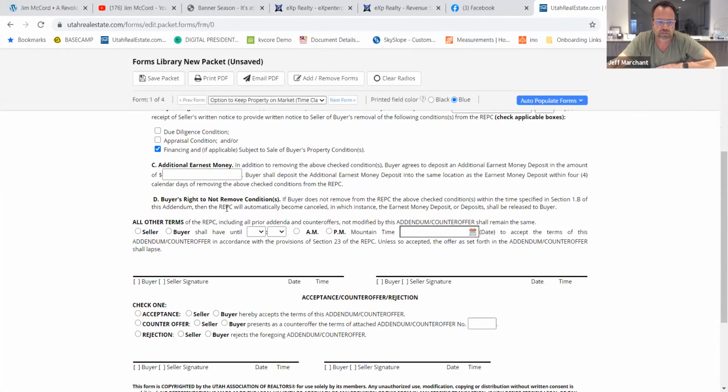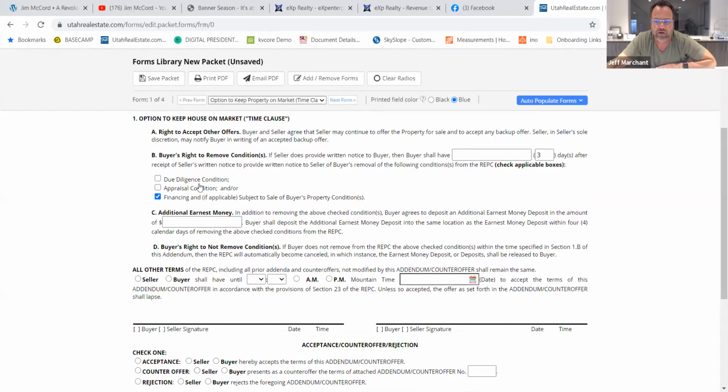Let's see, D, buyer's right to not remove conditions. If buyer does not remove from the REPC the above check conditions within the term specified in section 1B, it's right here, of this addendum, then the REPC will automatically become canceled, in which instance the earnest money deposit or deposits shall be released to the buyer.